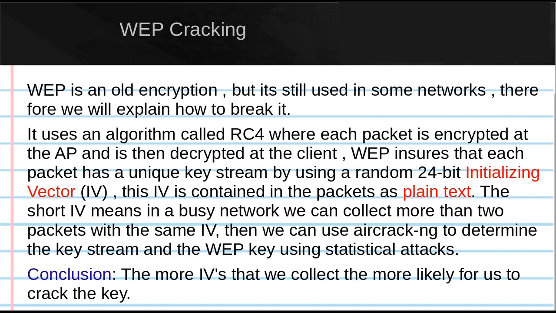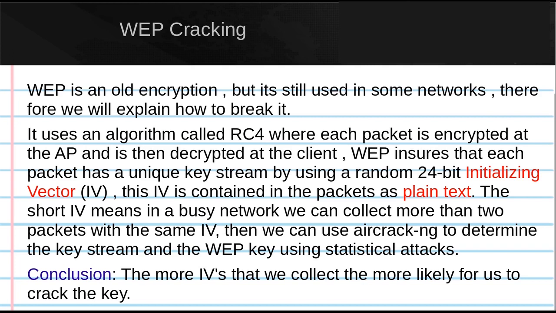The problem with the IV, the initialization vector, is that it's very short. 24 bits is not that long. So in a busy network, there will be a very large number of packets sent into the air. This means the number of possibilities of random IVs will be exhausted, and we will have two packets that have the same initialization vector.